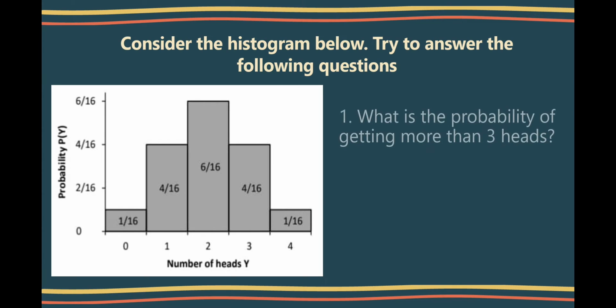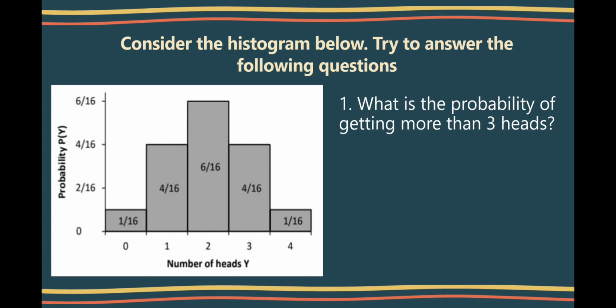The first question is, what is the probability of getting more than 3 heads? Getting more than 3 heads means getting 4 heads. And the probability of getting 4 heads is 1 over 16. So therefore, the answer is 1 over 16.